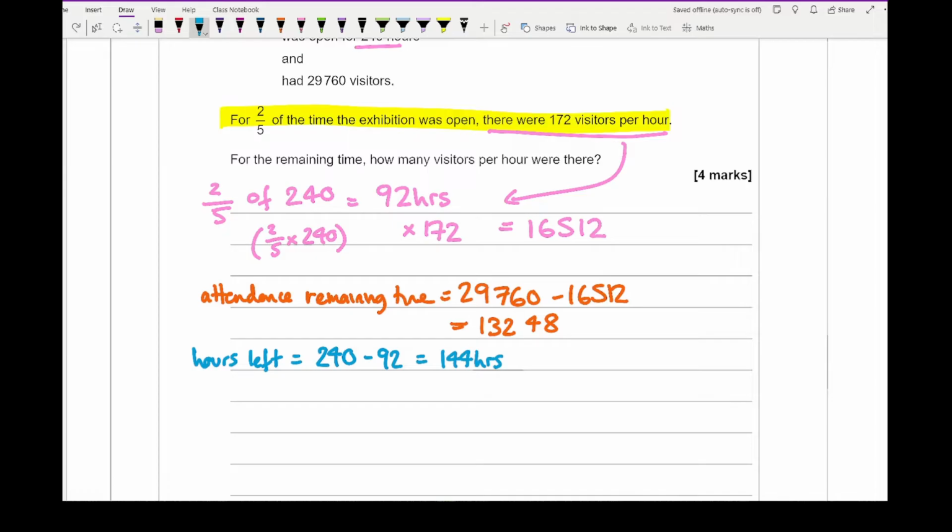And then to work out the rate, which is what it's asking me to do, it's going to be working with these two answers here. So that's going to be 13,248 divided by 144, and I type that all into my calculator and I get an answer of 92 visitors per hour. And there we go.